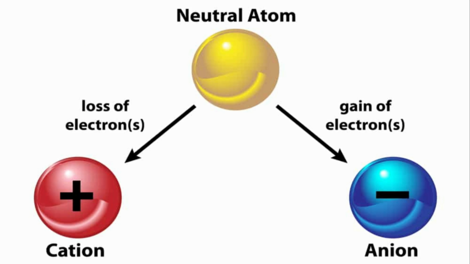Now, through this picture, it gets clear how cations and anions are formed. When a neutral atom loses an electron or electrons, it attains a net positive charge. Thus, it becomes a cation. Whereas, when a neutral atom gains an electron or electrons, it attains a net negative charge. Thus, it becomes an anion.